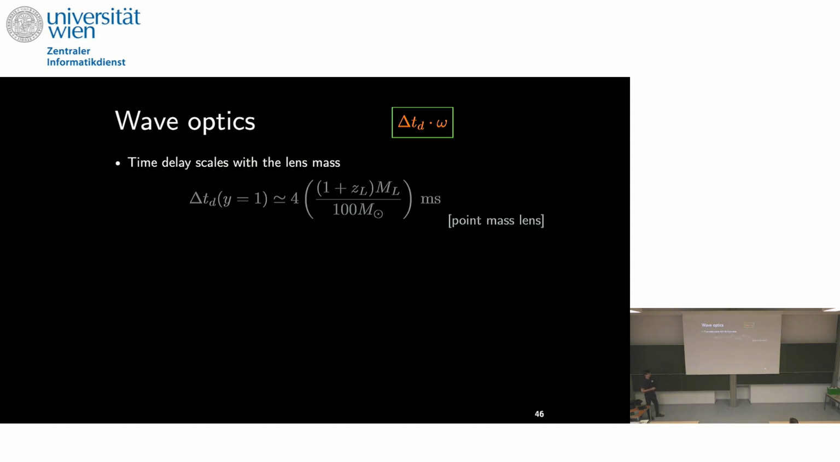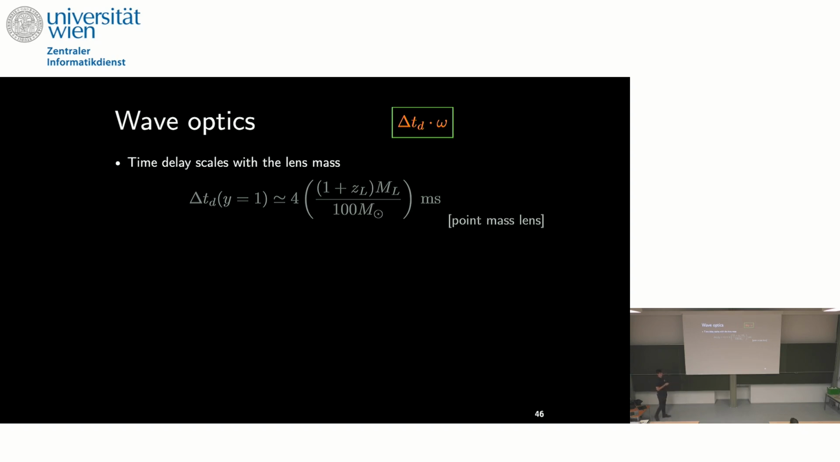I'm going a bit faster just because I want to finish covering the things. Please later ask me more questions. But the other very, very interesting regime, of course, is that of wave optics. So when the time delay between the stationary points times the frequency is not a large quantity, but rather of order 1. And you can think of the time delay, for example, for a point mass, it scales linearly with the mass of the lens. So if you have a lens of 100 solar masses, this is essentially 4 milliseconds. And you can think here that the frequencies of gravitational waves are hundreds of hertz.